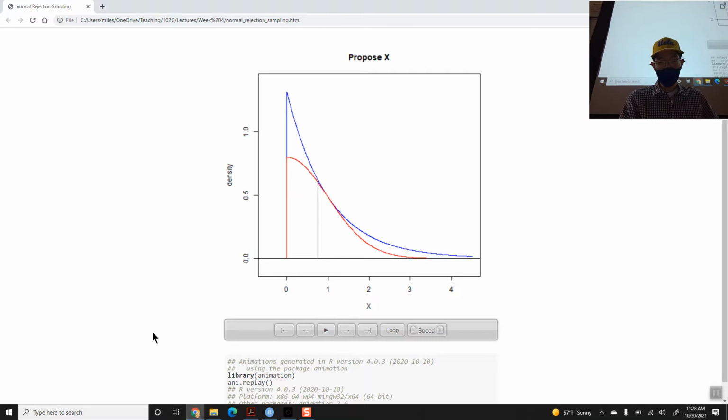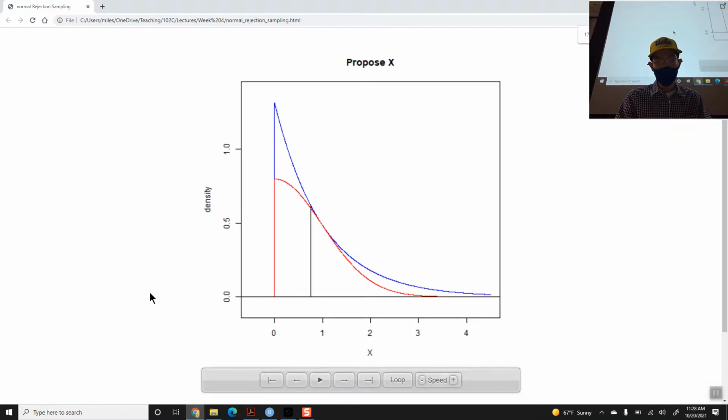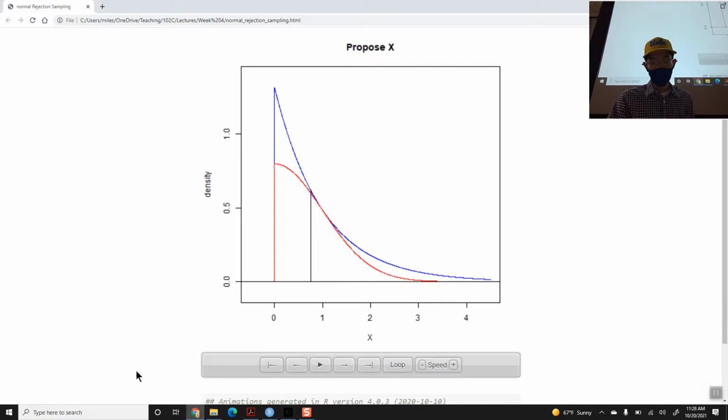This is an animation that was created in R. I will cycle through just the first few button clicks, okay? So here I am proposing values according to the exponential distribution, which is shown in blue. Okay? And what you will see is that values near 0 will be proposed more frequently, and values out here will get proposed less frequently. So the first value I'm proposing is something around 0.8, 0.9, I don't know, okay?